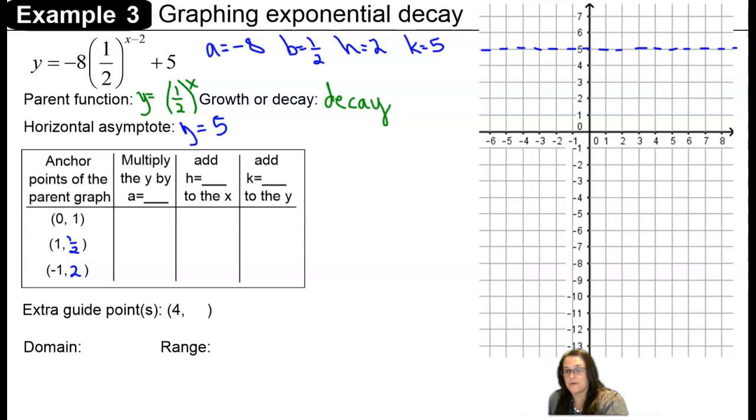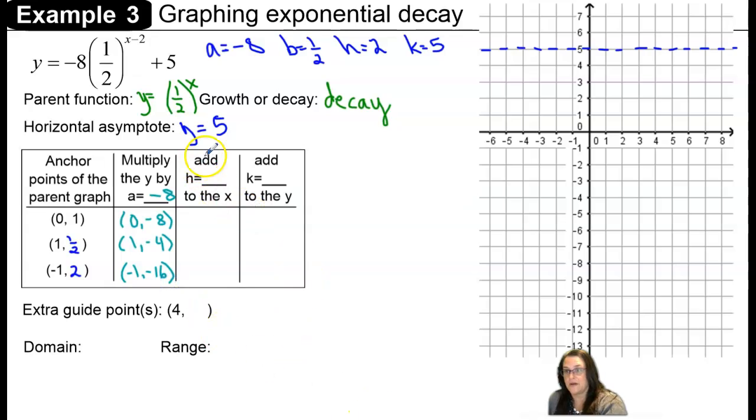Okay, next we're going to multiply each of those y values by the a, and the a is -8. So the x stays the same, and 1 times -8 is -8. Okay, the x stays the same, and 1/2 times -8 is -4. And then the x stays the same, and 2 times -8 is -16.